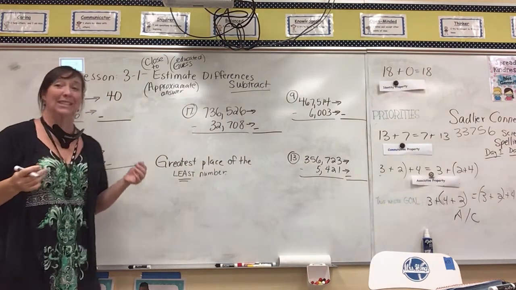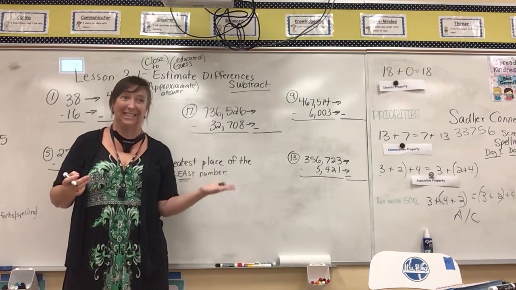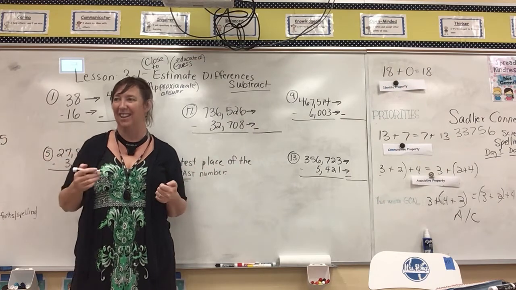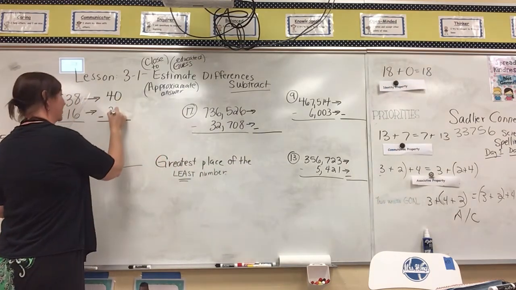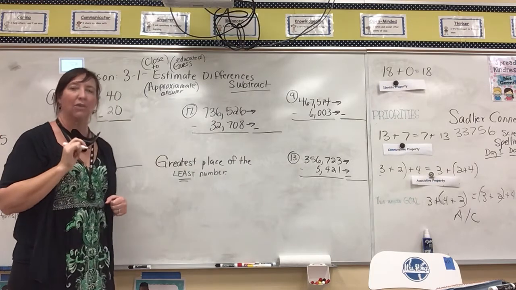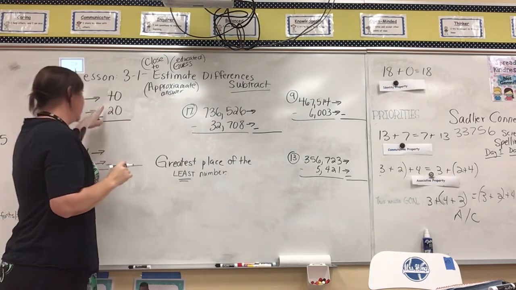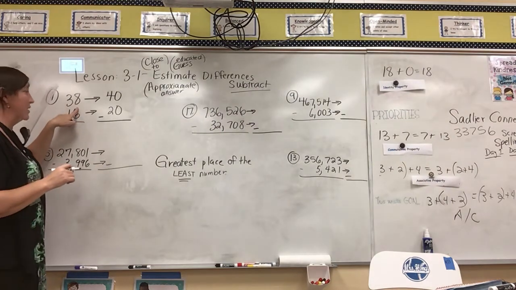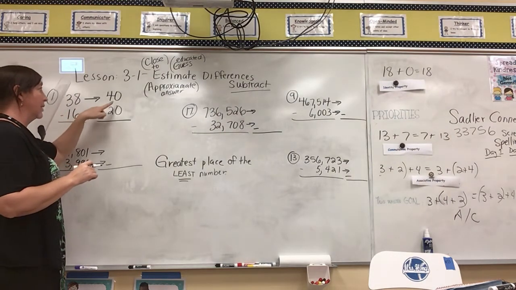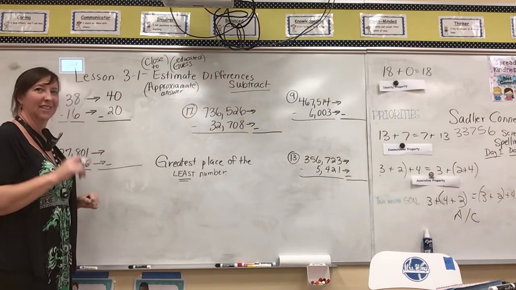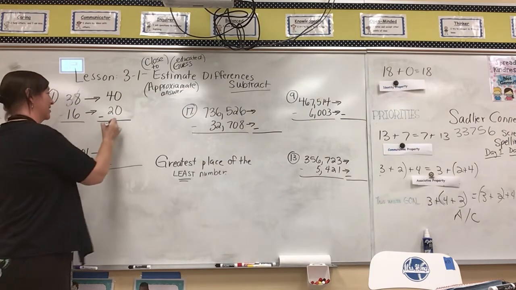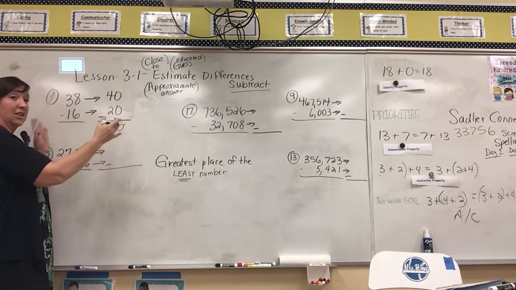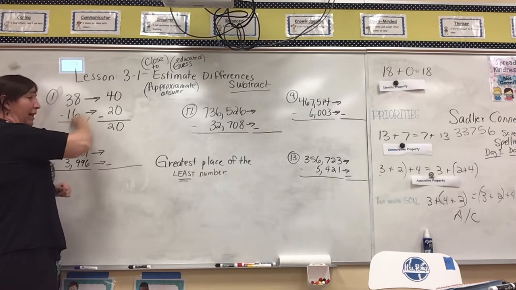So what number does 16 round to? Is it closer to 10 or is it closer to 20? Ava? 20. Very good. And so we're still using that rule. If the number next to the tens place is 5 or greater, the number goes up. If it's less than 5, the number stays the same. So what's 40 minus 20? 20. Thank you, raising your hands. It's 20. So that's easy to do when they both have the same place value.